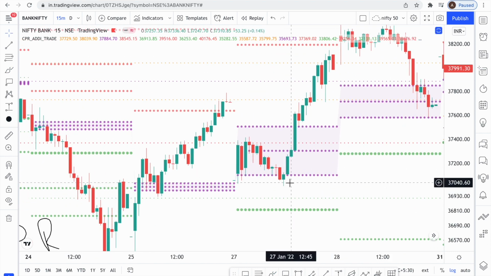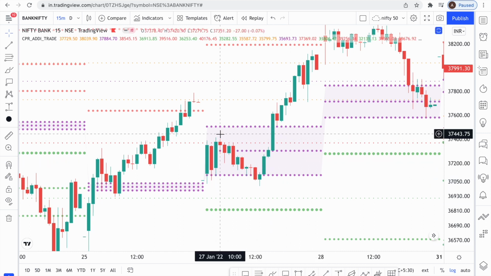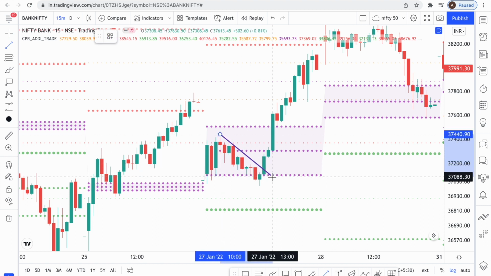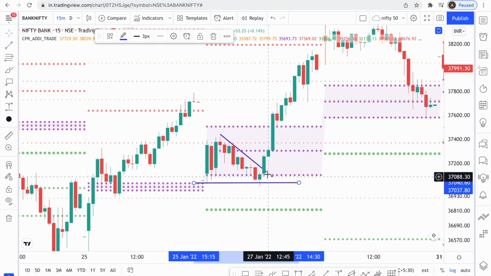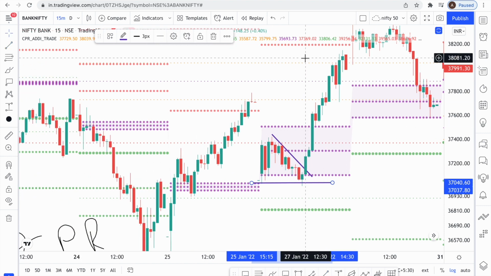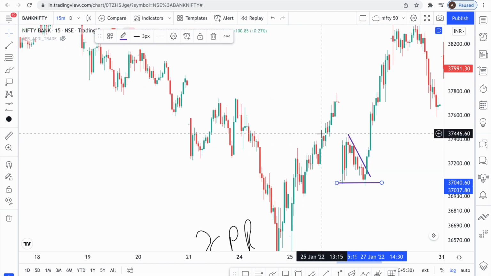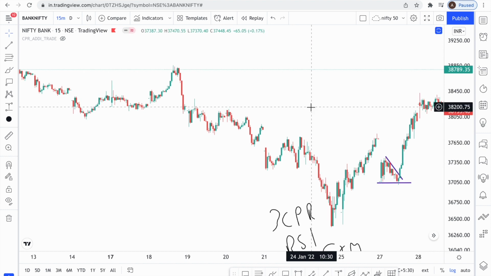So this is another beautiful example where we broke out of this nice trend line. This is on a 15-minute chart I'm showing you. We left the CPR and got a nice move on the upside. Now just turn off the CPR, and before we close, we'll see a few examples where the trend line broke for intraday and we got a good move.